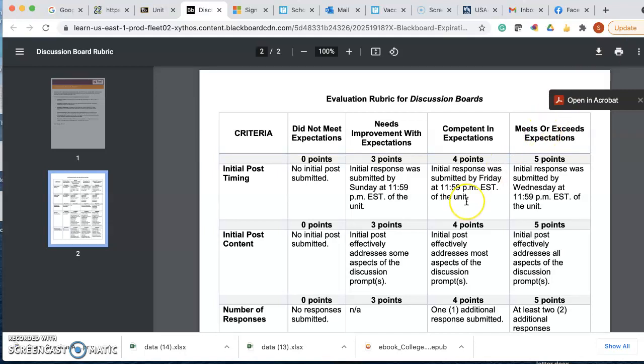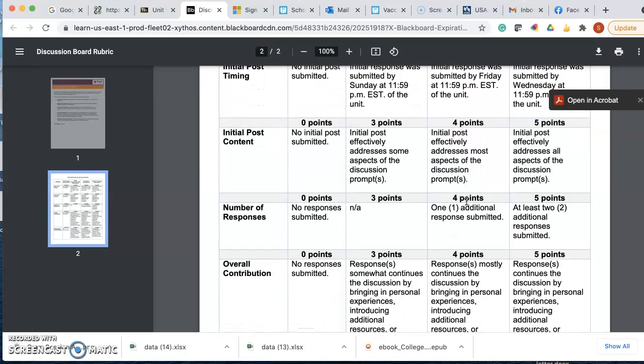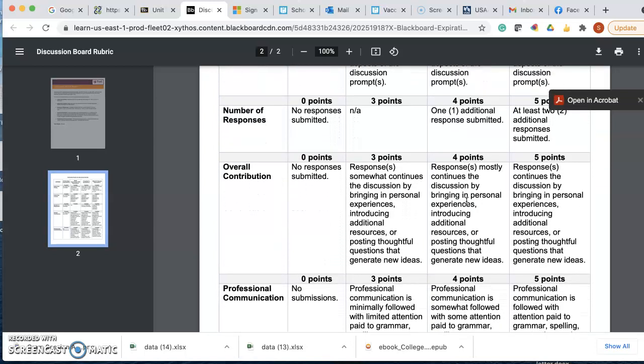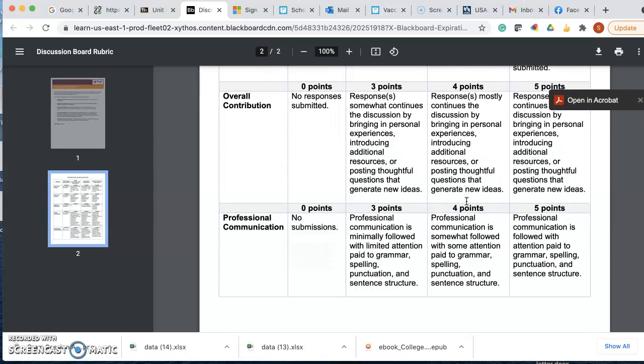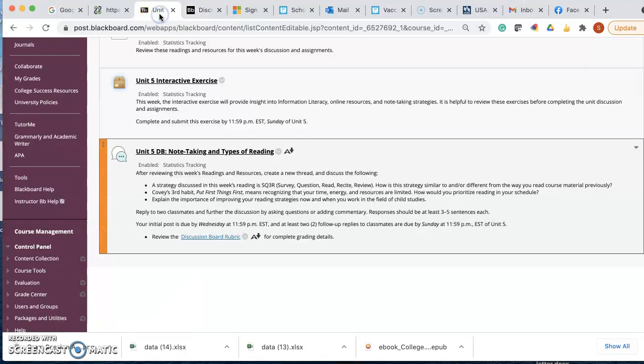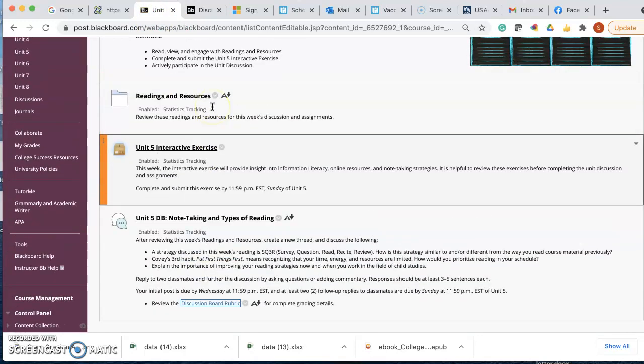And then it will guide you through all the different points awarded for your overall contribution, for your professional communication. Please make sure that you have set up a Grammarly account. If you haven't, I highly encourage you to, so that you're not losing points each week for spelling and punctuation and sentence structure issues. I hope that helps you to understand a little bit of what's expected this week.